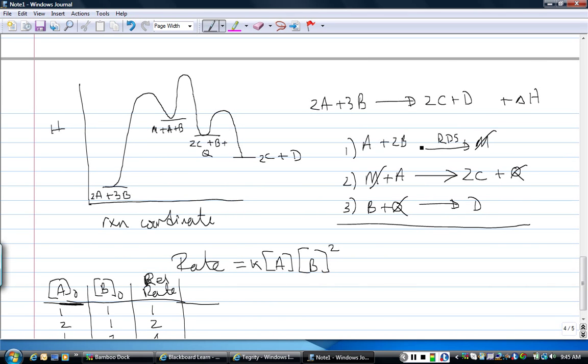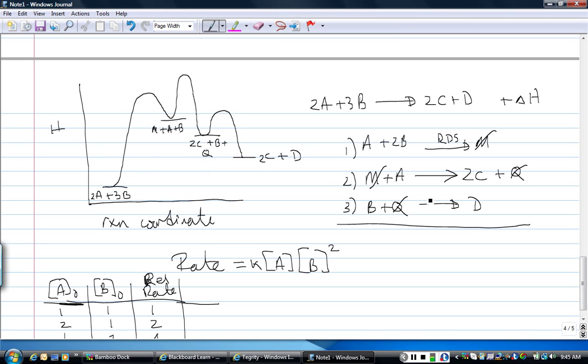Draw the mechanism. Of course, here you have no freedom. You can't invent the mechanism, because the mechanism is given to you by the reaction profile diagram. So I can't make up a mechanism. It's given to me. It's defined by the reaction profile diagram.